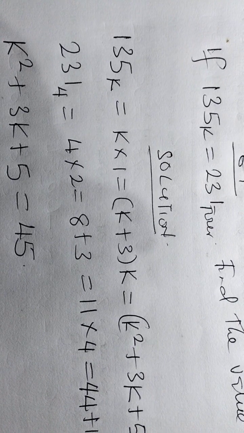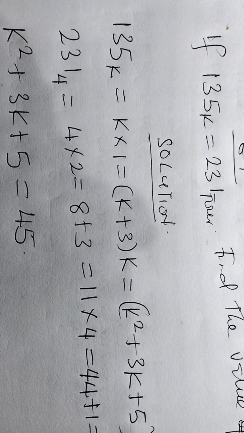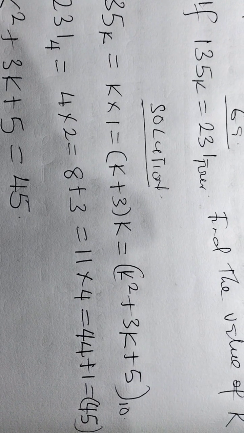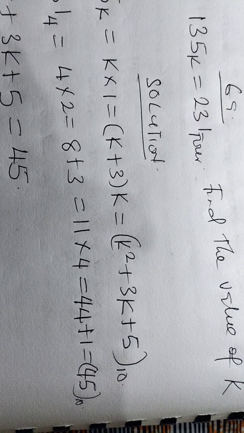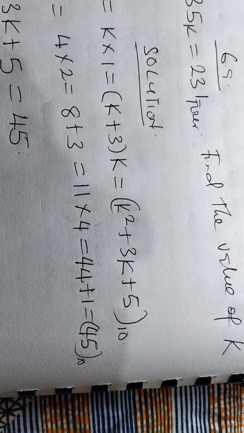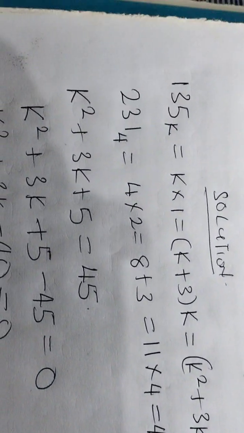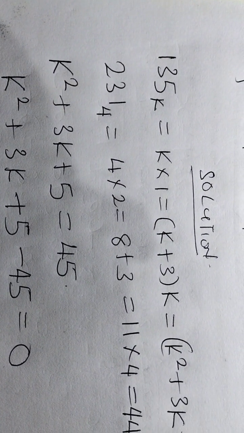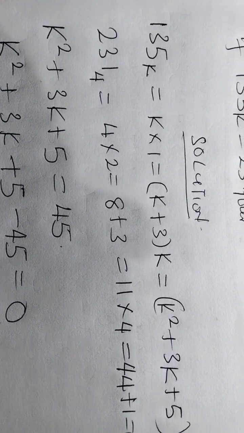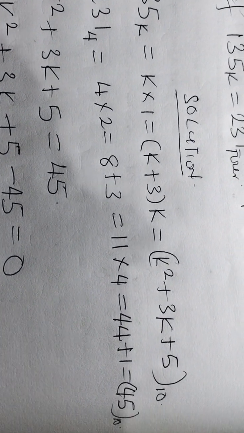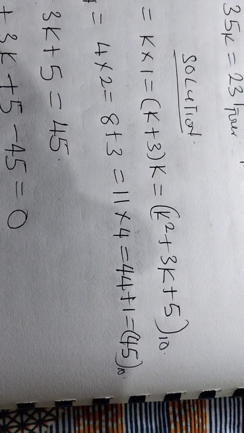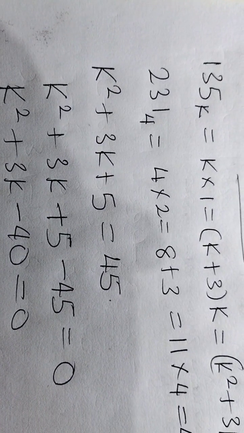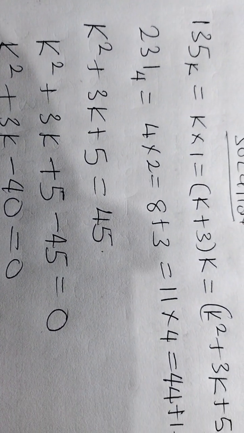We'll have 135 base k equal to k squared plus 3k plus 5 in base 10. We'll now convert 231 base 4 to base 10. That gives us 4 times 2 equal to 8, plus 3 equal to 11, times 4 equal to 44, plus 1 equal to 45 base 10. We'll now equate k squared plus 3k plus 5 equal to 45.